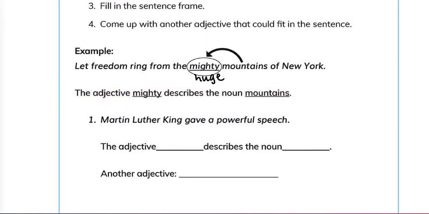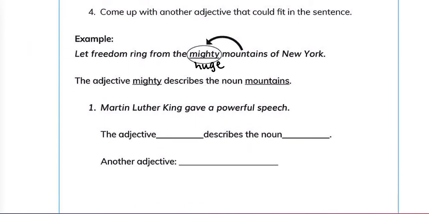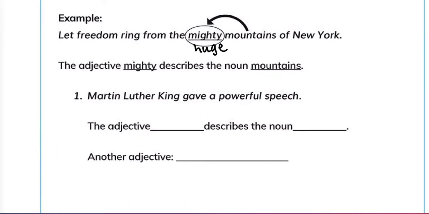Okay, let's look at number 1. Martin Luther King gave a powerful speech. What is our adjective in sentence number 1? Martin Luther King gave a powerful speech. Good. Our adjective is powerful. So we are going to circle powerful. And what are we describing as powerful? We're describing the speech. So we will draw an arrow showing that.